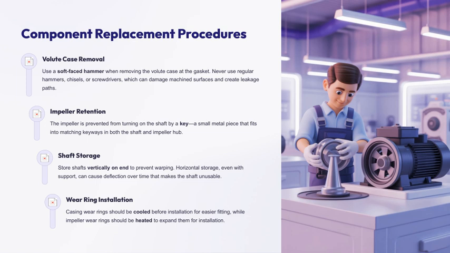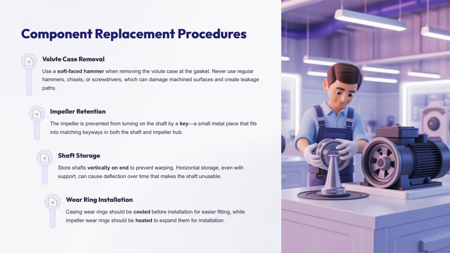Regarding shaft storage, always store shafts vertically, standing on their ends. Horizontal storage, even if supported, can cause the shaft to warp or bend over time, which could make it unusable when you need it. Proper storage is vital to maintaining the integrity of these components.